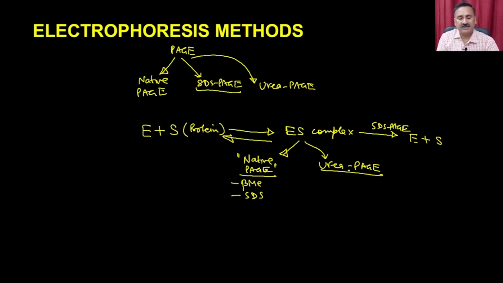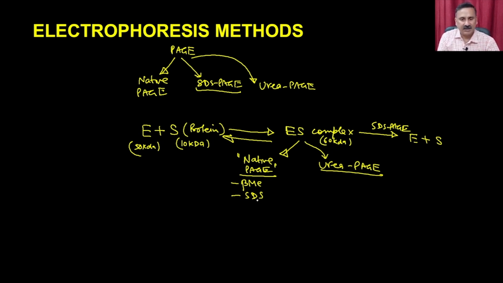So we are not going to discuss that. Whatever I'm going to discuss is that native PAGE is devoid of beta mercaptoethanol and devoid of SDS, which means it is not going to affect the enzyme substrate complexes. And if the substrate is proteinaceous in nature, for example, if the substrate is 10 kDa and the enzyme is 50 kDa, then the enzyme substrate complex is going to be 60 kDa, right? That is a very significant change in size, and that's how you can measure that.